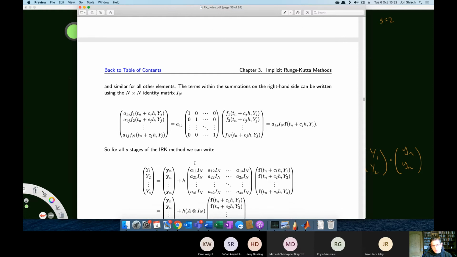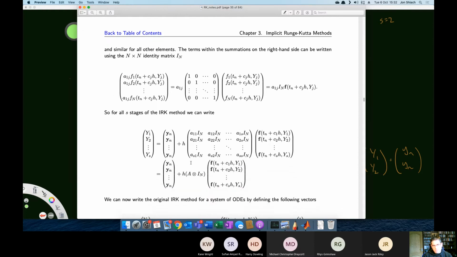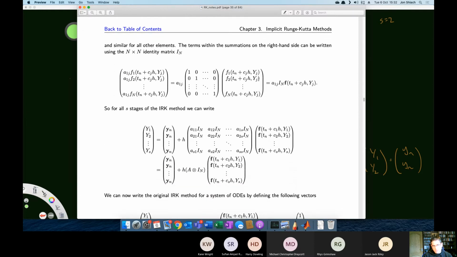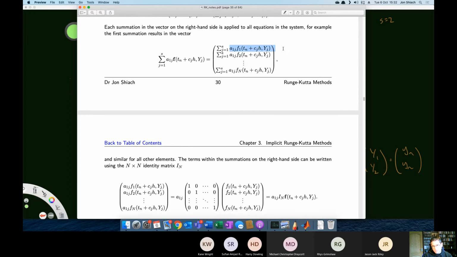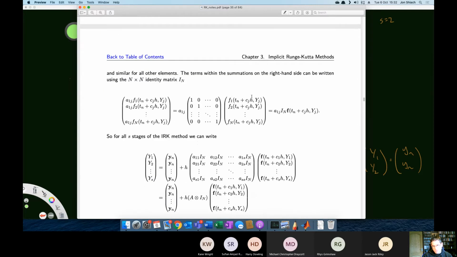So this is where tensor products come in. We can rewrite these summations here as this matrix multiplication.